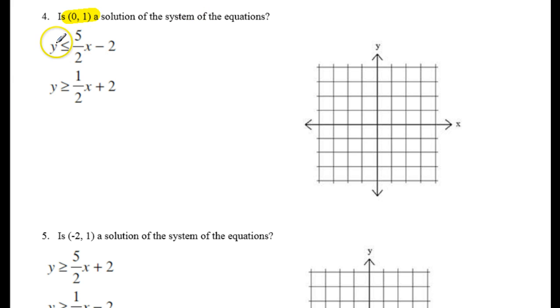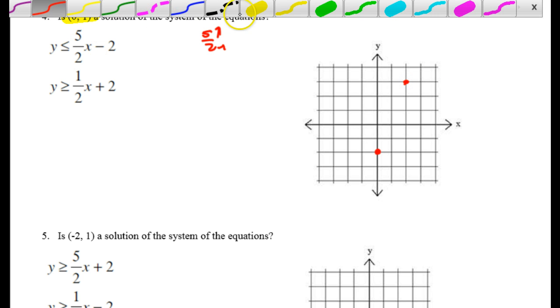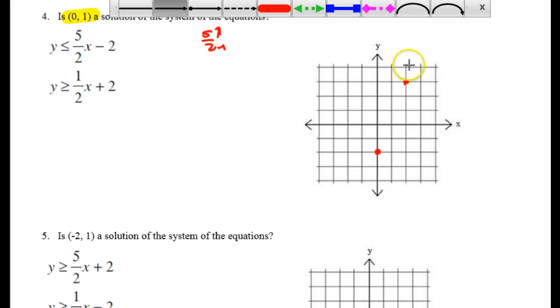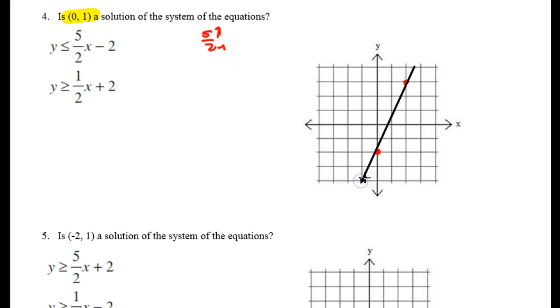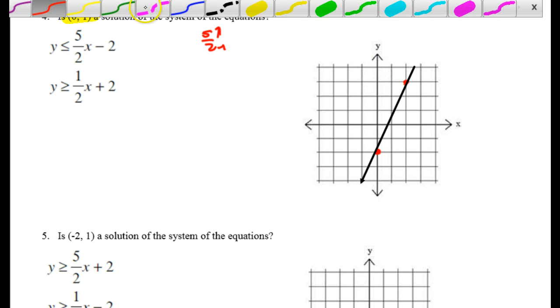So y is less than or equal to 5 halves x minus 2. Start off with your y-intercept, negative 2. And now my slope is 5 halves. So I'm going to go 5 up, 2 over. 1, 2, 3, 4, 5, 2 over. Now this is less than or equal to, so we're going to use a solid line here. Alright, so that's our first inequality.